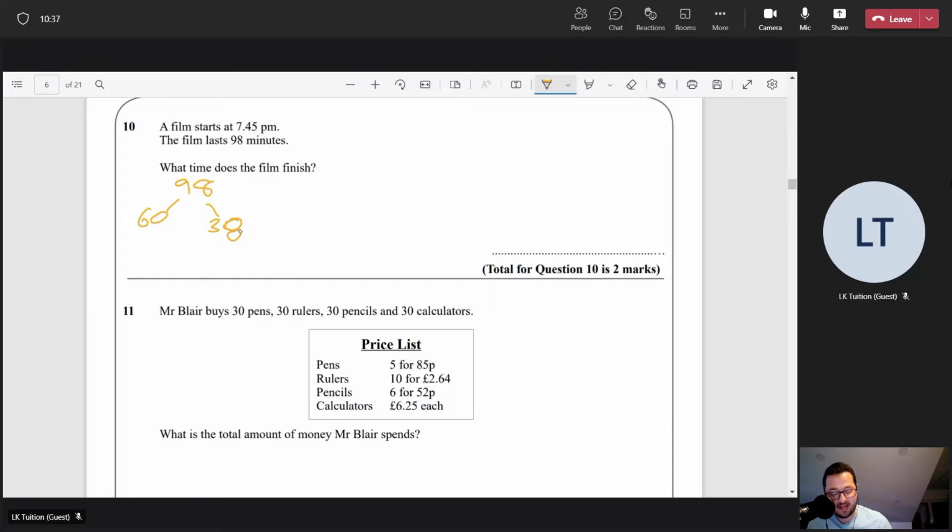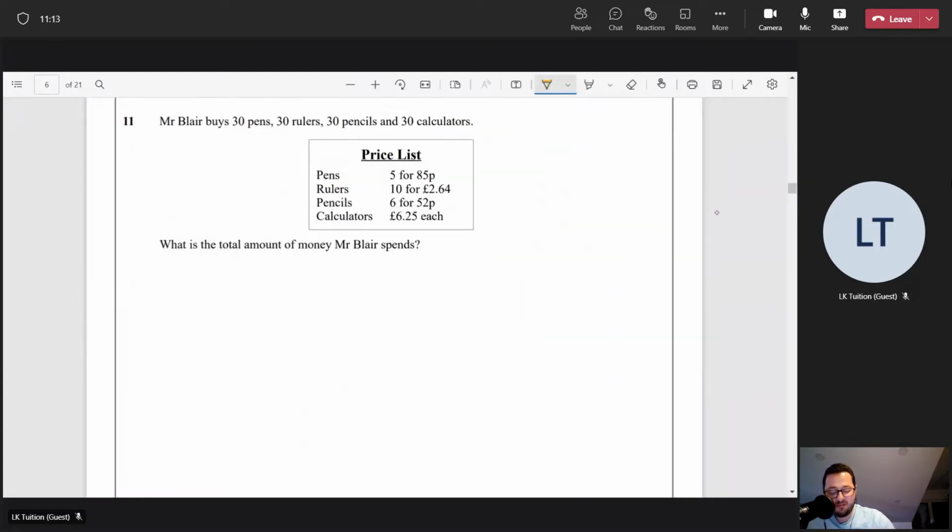So if we add an hour, if we start at 7:45, 8:45 is going to be the 60 minutes. And then we just want to add 38 to that. So let's just be careful with time. We can add the 30. If you start at 8:45 and add half an hour, you're going to end up at 9:15. That's 30 minutes. And then I just want to add the 8, and that'll give me 9:23. So 9:23, and we'll just stick that PM there as well.